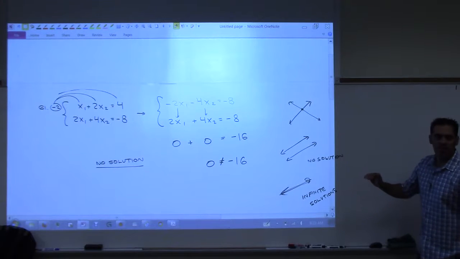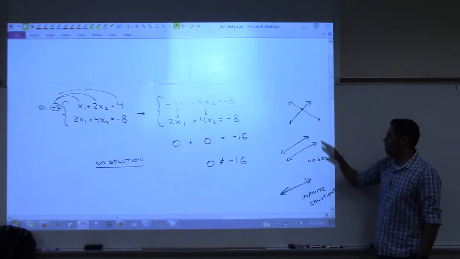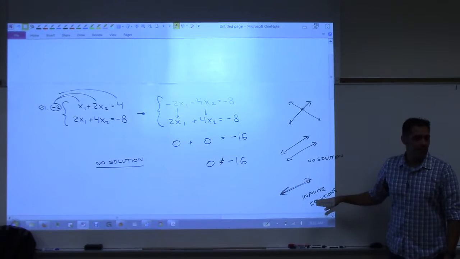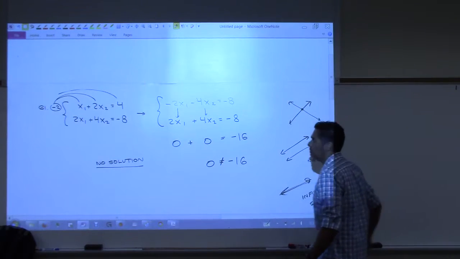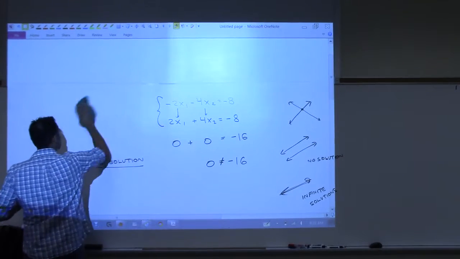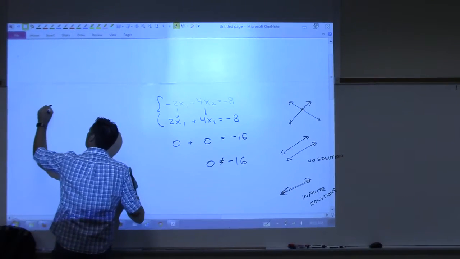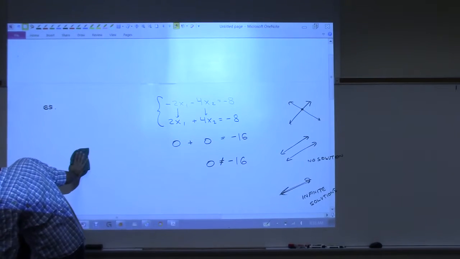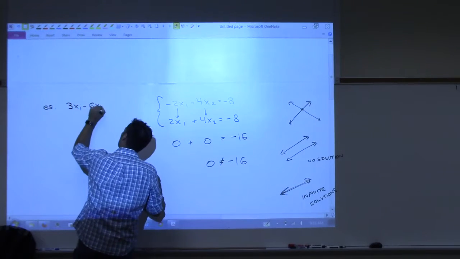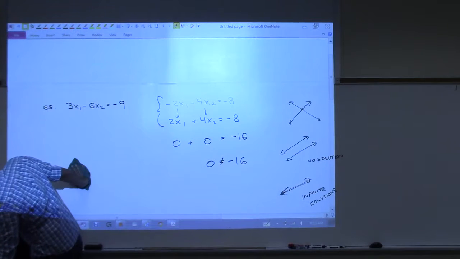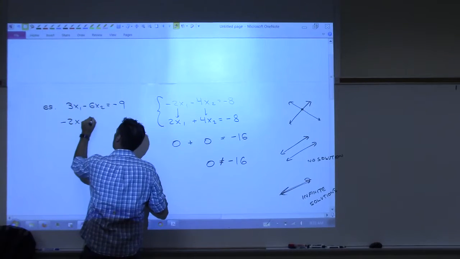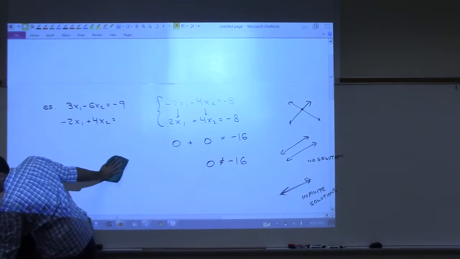So most of the problems in this homework set, you got 1 solution. But on 61, you actually get no solution. Now 65 is going to be this case. But let's see why 65 is that case. Any questions on this one? Okay. So 65, you have 3x1 minus 6x2 equals -9. And then you have -2x1 plus 4x2 equals 6.